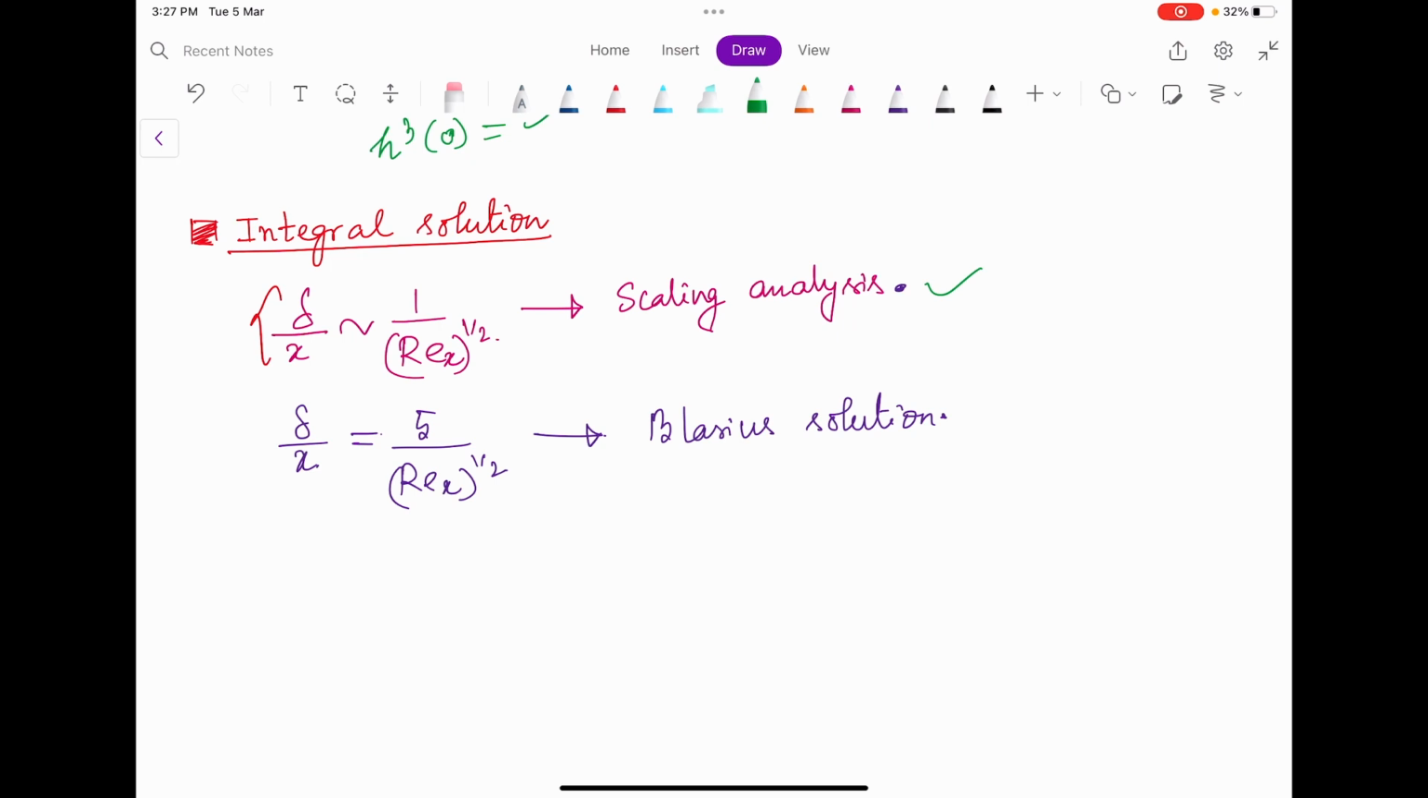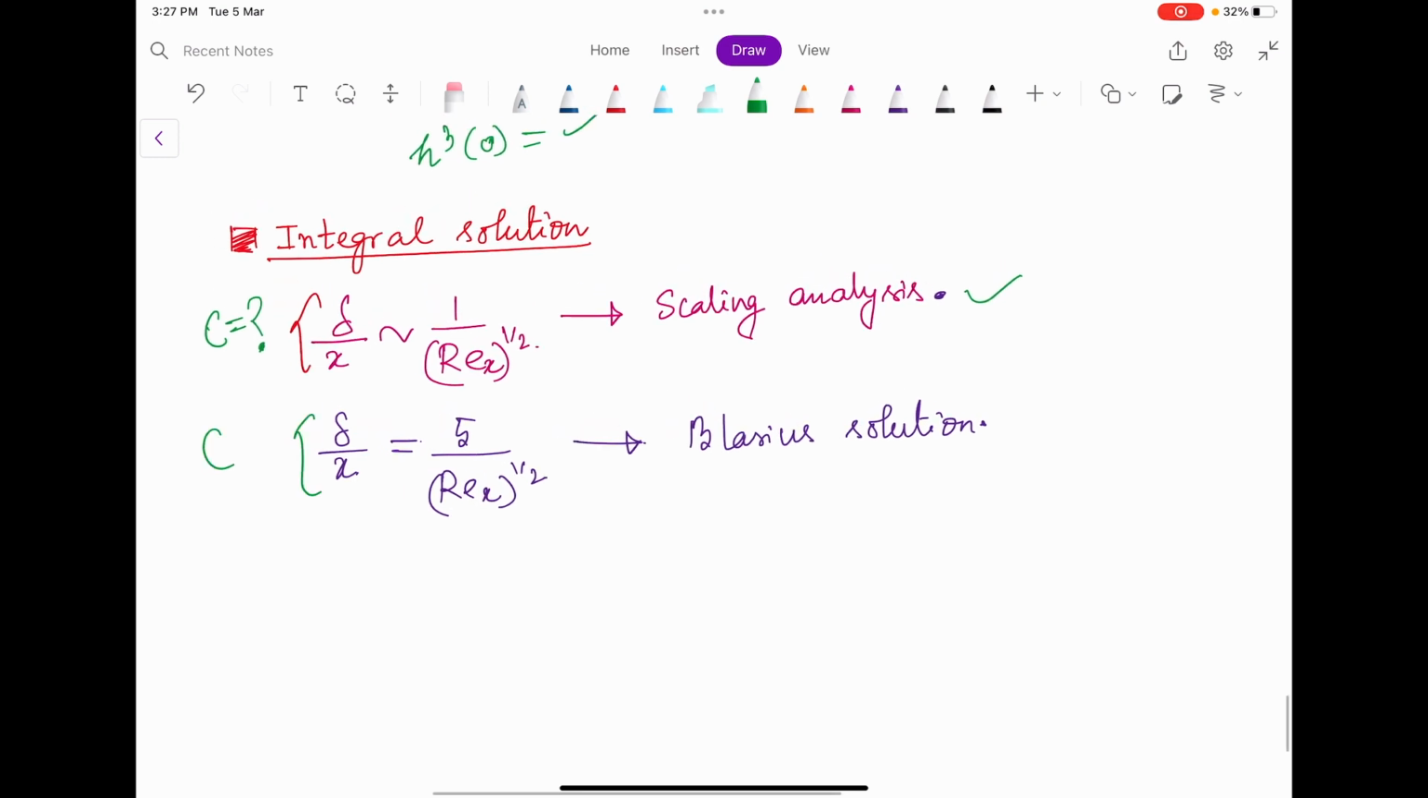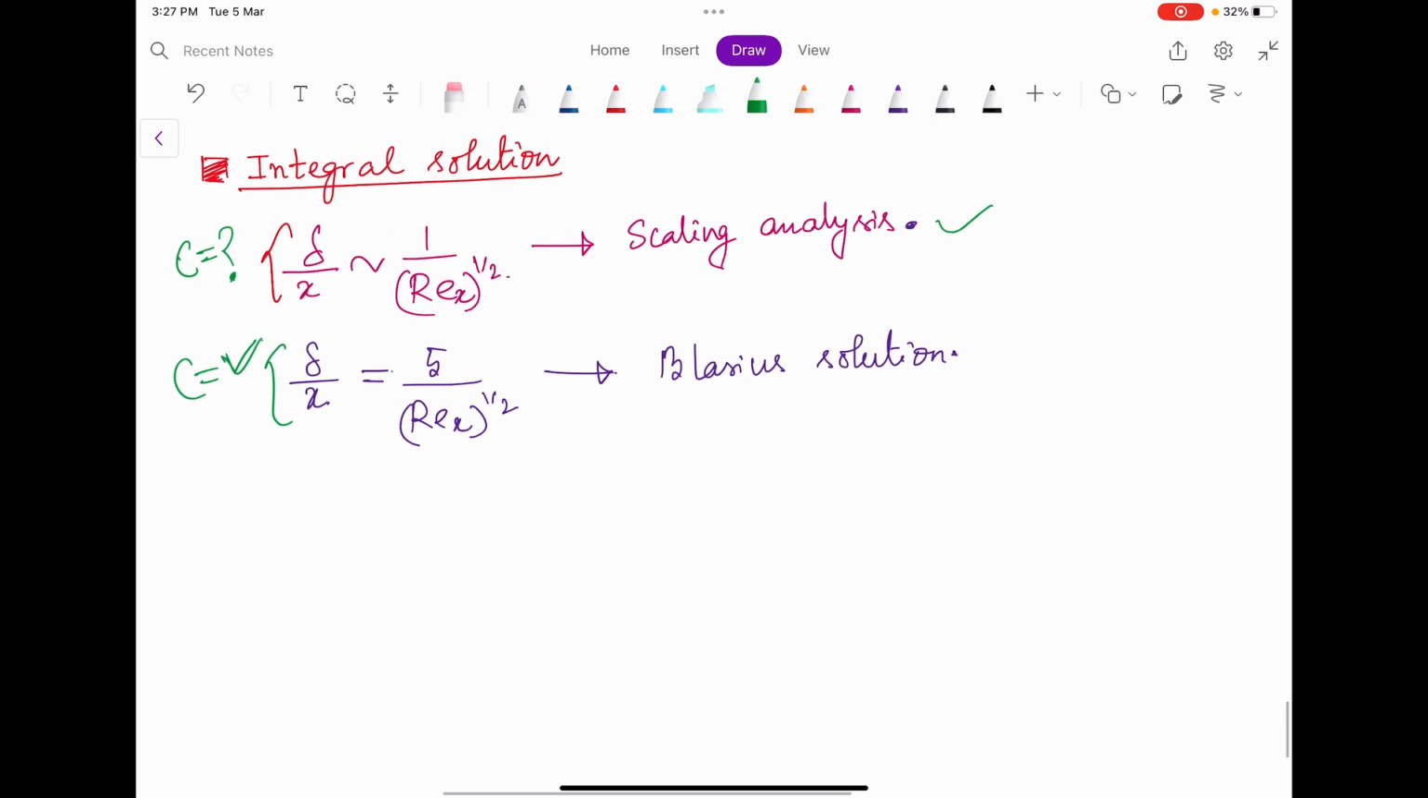So scaling analysis gives us a rough estimate and it does not give us the value of constant c, that is delta by x is equal to c into some Rex whole to the power minus half, and here we have that what is the exact value. Okay, so in between can I get some c approx, that is some approximated value of c. So this is the origin of the integral solution.